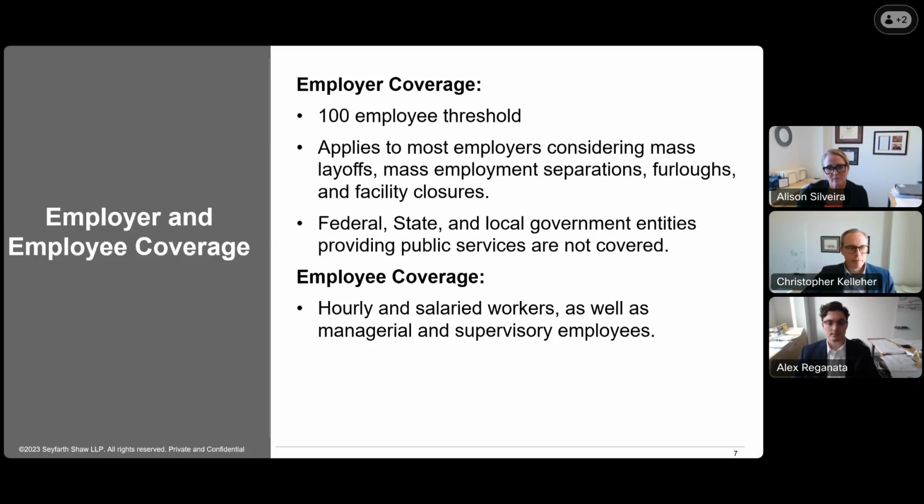In terms of employee coverage, most employees are covered, hourly and salaried employees, as well as managerial and supervisory employees. Who is not covered? There's a carve-out for strikers or employees who have been locked out in a labor dispute. There's also carve-outs for business partners, certain consultants and contractors who are not technically employed by the location, by the plant or facility. And also there's a carve-out, of course, for regular federal, state, and government employees.